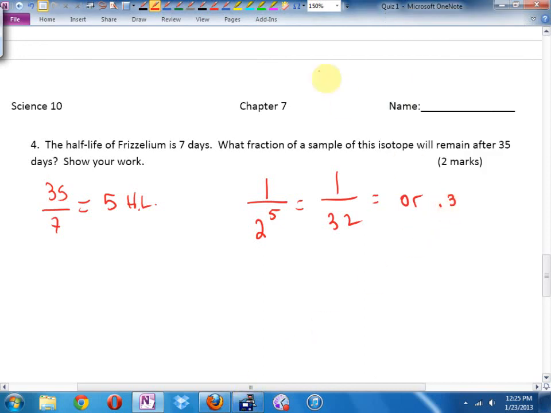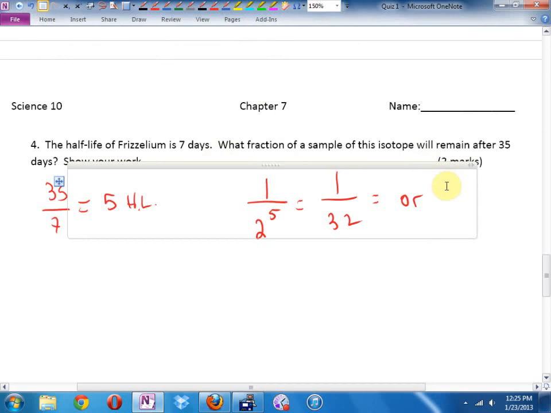So I'll take that. I will take 0.03, Mr. Duke. Come on, pen. Or, come on, pen. Not working? 0.03125. Not grams, that's a fraction.